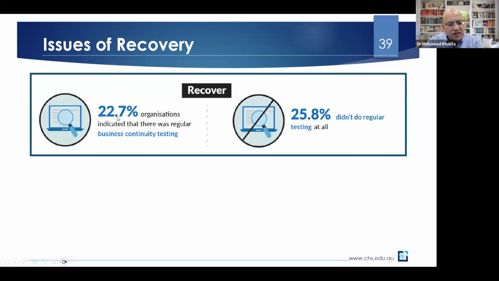And then the last one is the recovery. We find that almost 23% of the organizations in healthcare indicated that there was regular business continuity testing, testing their cloud systems, testing their recovery servers, hard disks, and recovery plans, and so on, while 25.8% did not do regular testing at all.